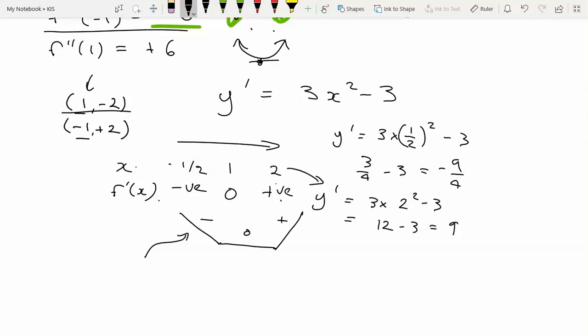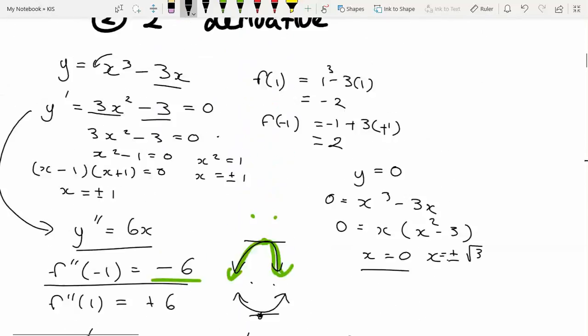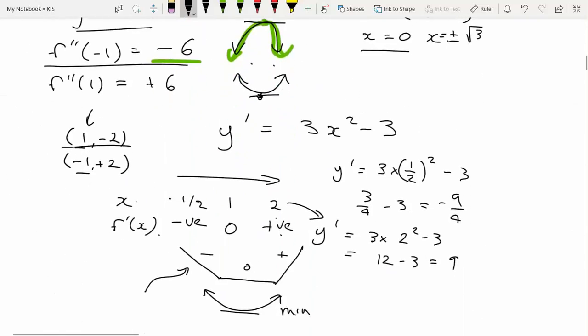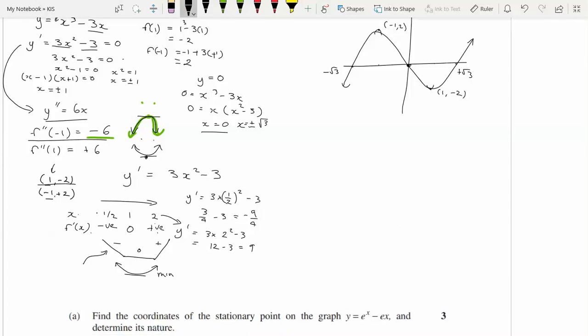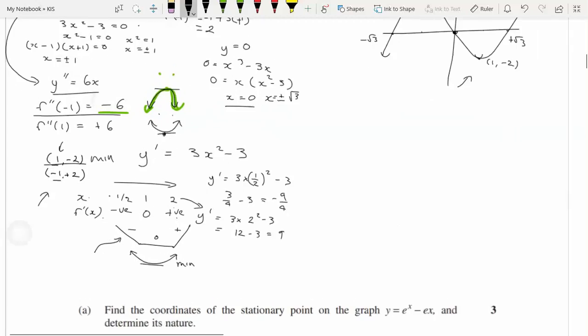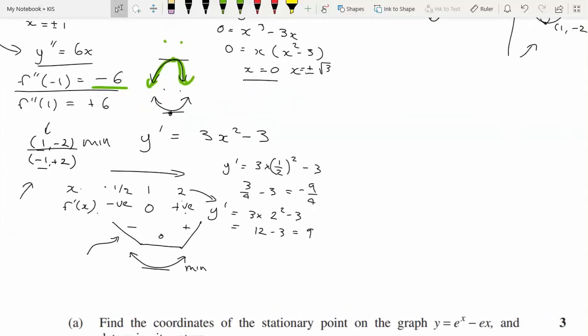And if we have a look at that, it forms an upwards curve, which would make this a minimum turning point. So does that correspond to the one we got before? When we checked it in the last one, we got a minimum turning point at the point 1, minus 2. So this is a minimum turning point. We're also going to do the same for the second point. We're going to draw up another table of values, which is going to be very similar to this.